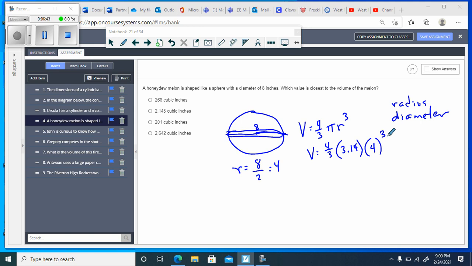Now let's just put this into your calculator. Say 4 divided by 3 times 3.14 times 4 times 4 times 4. That would give you 267.9. So that's closest to 268 cubic inches.